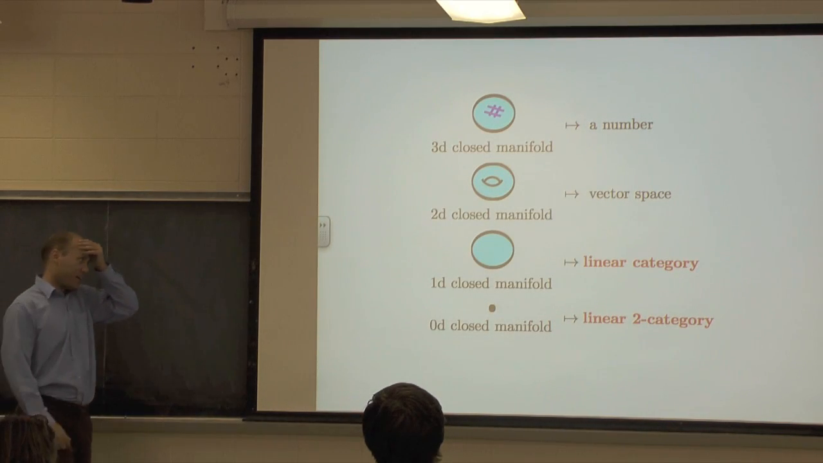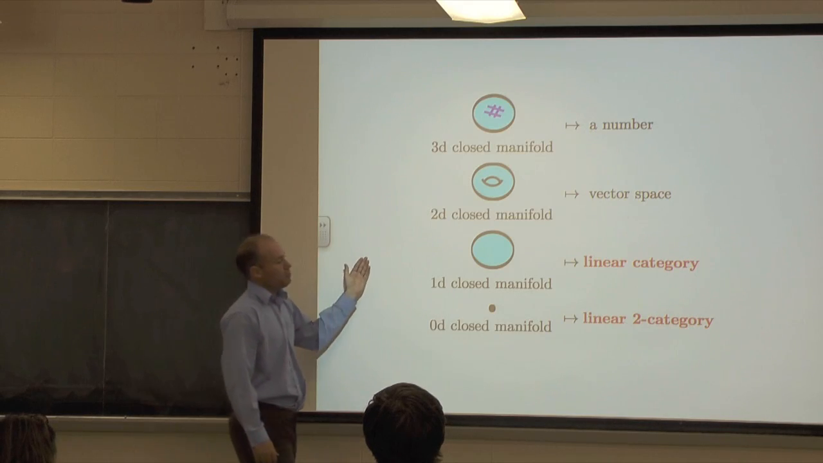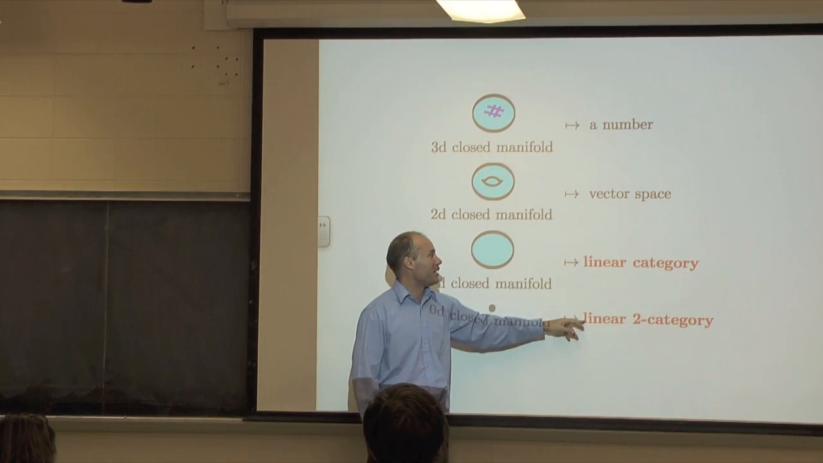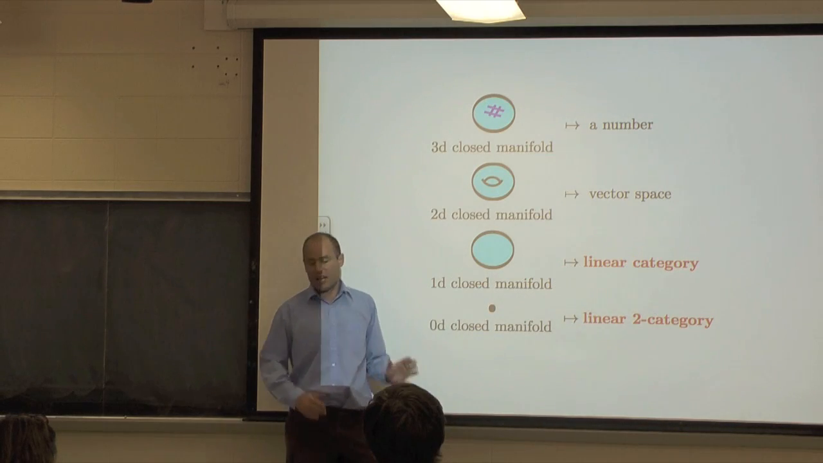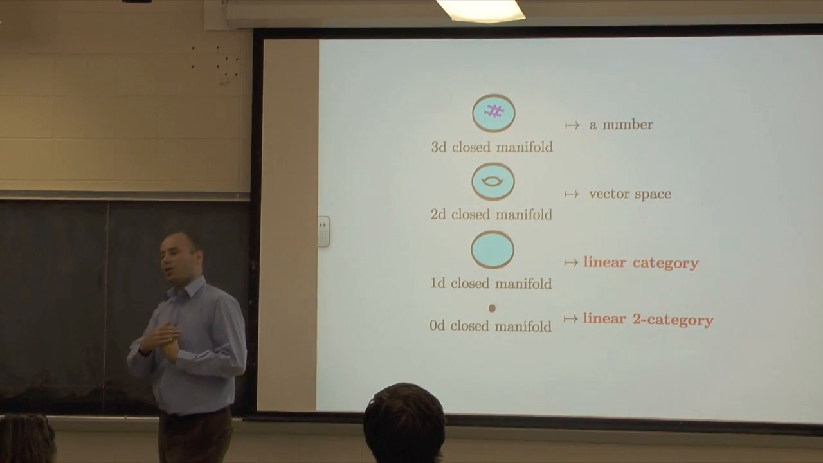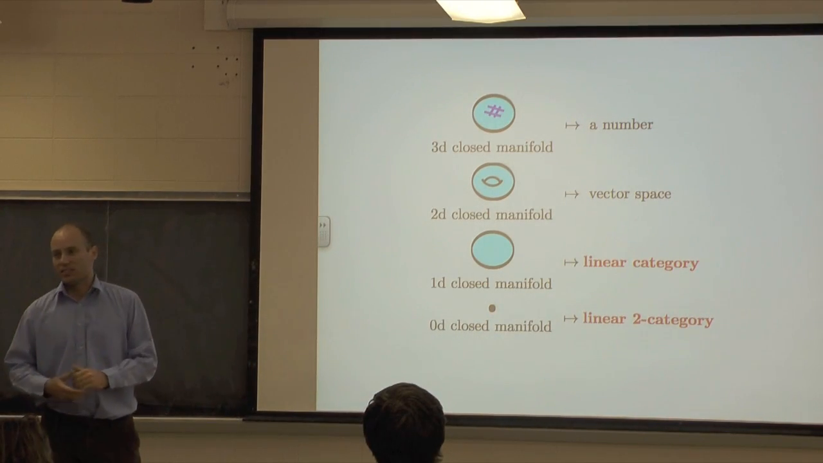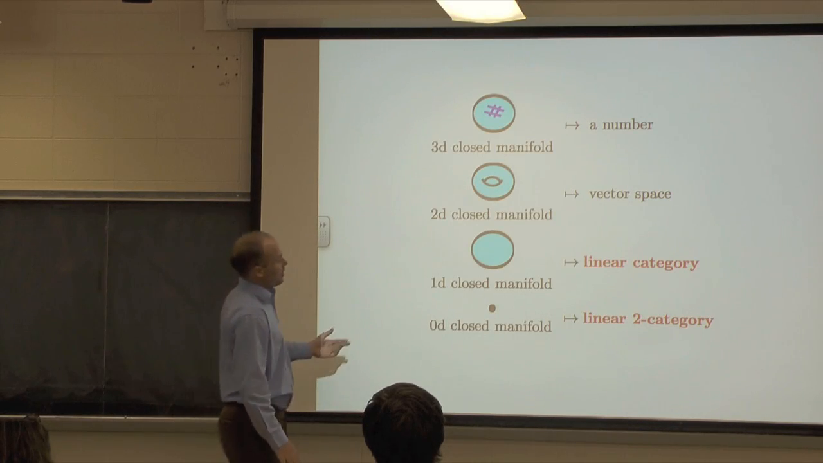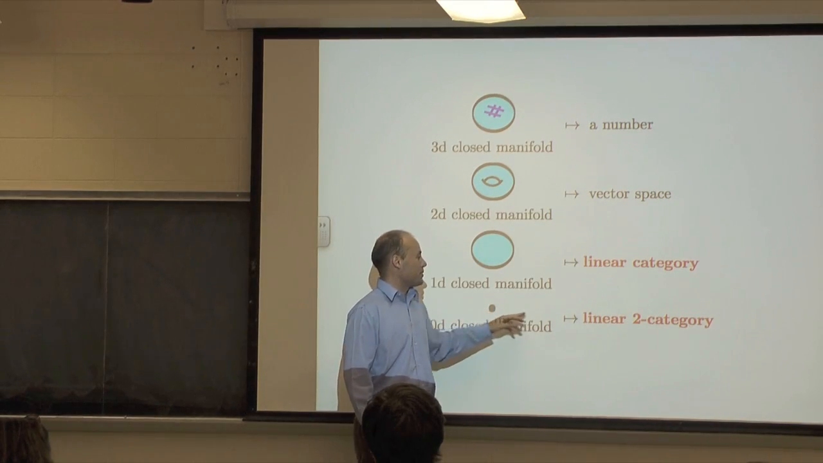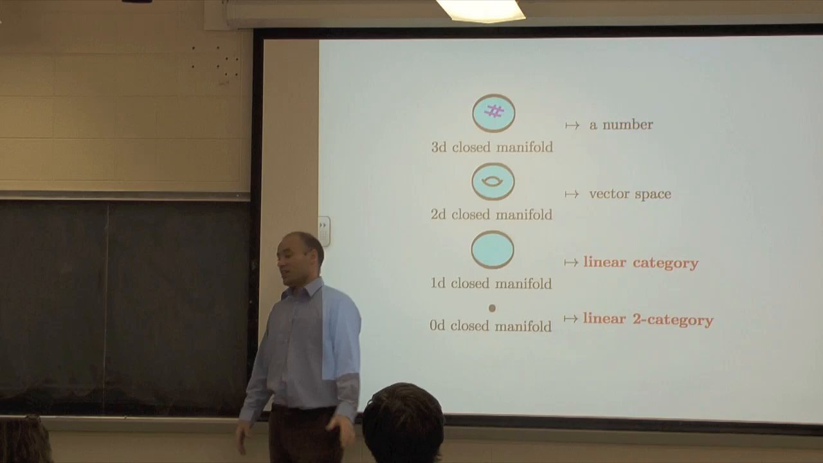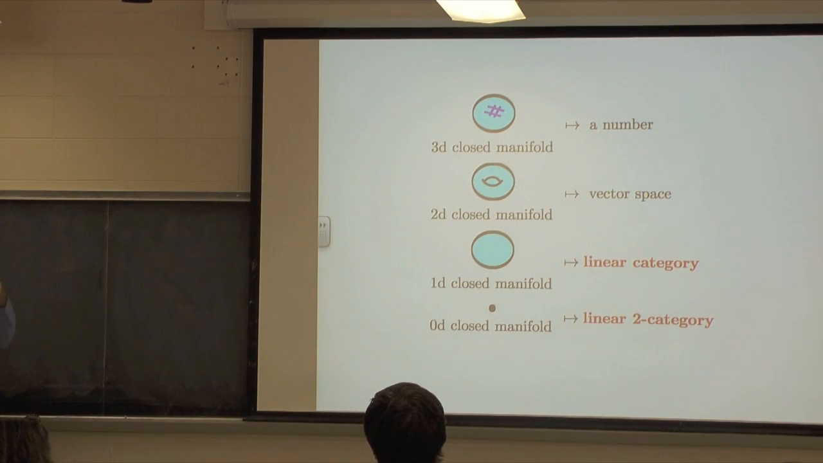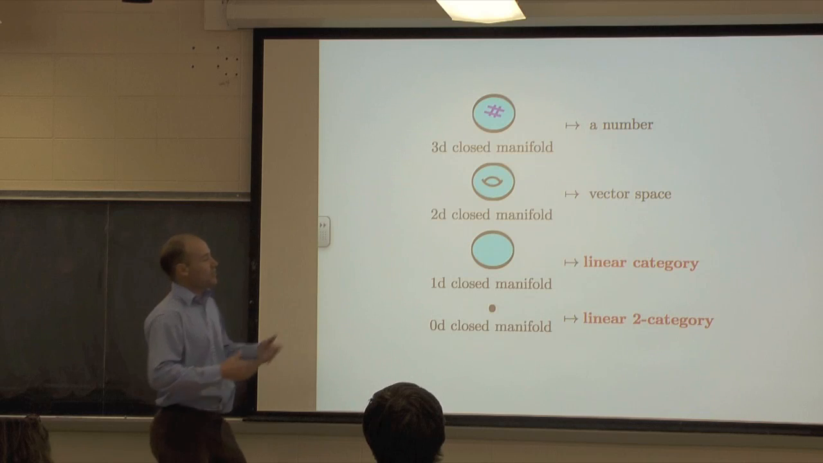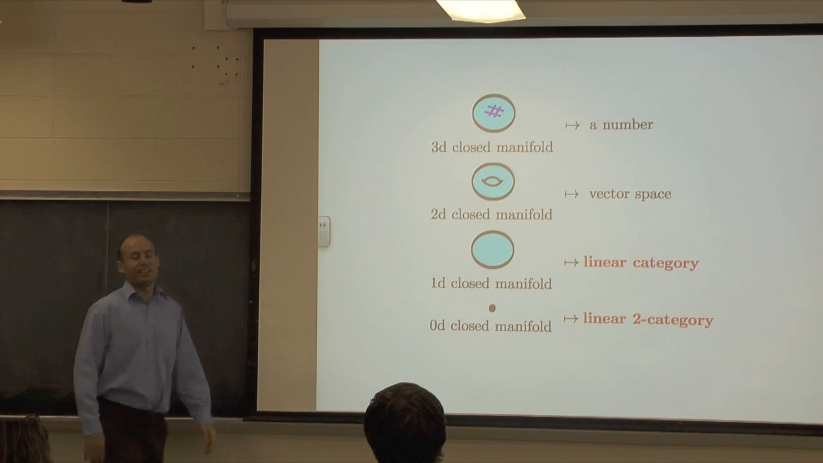So in this paradigm, you can fill in what Baez and Dolan said, what should come in here. A closed one-manifold should be assigned a linear category. A linear category must mean an ordinary category where the Hom sets are vector spaces. And a point should be assigned a linear 2-category. So that means, yeah, where the functors now have Hom sets which are vector spaces. Okay.